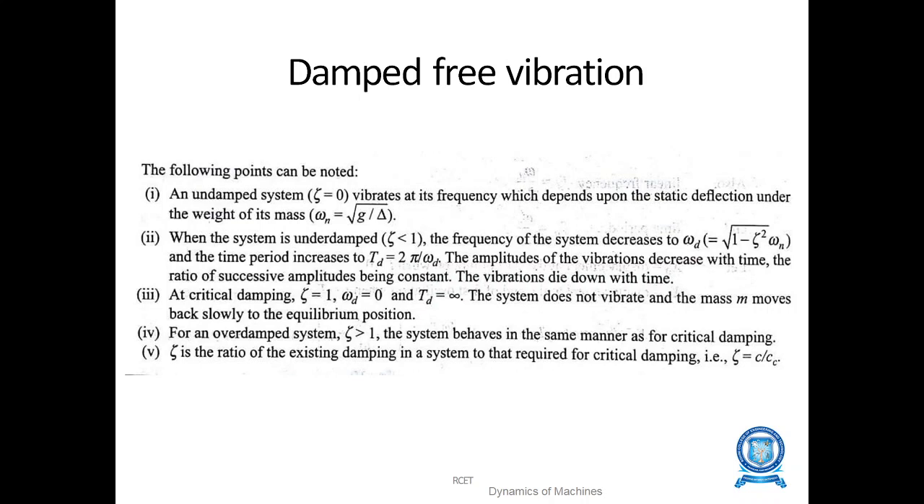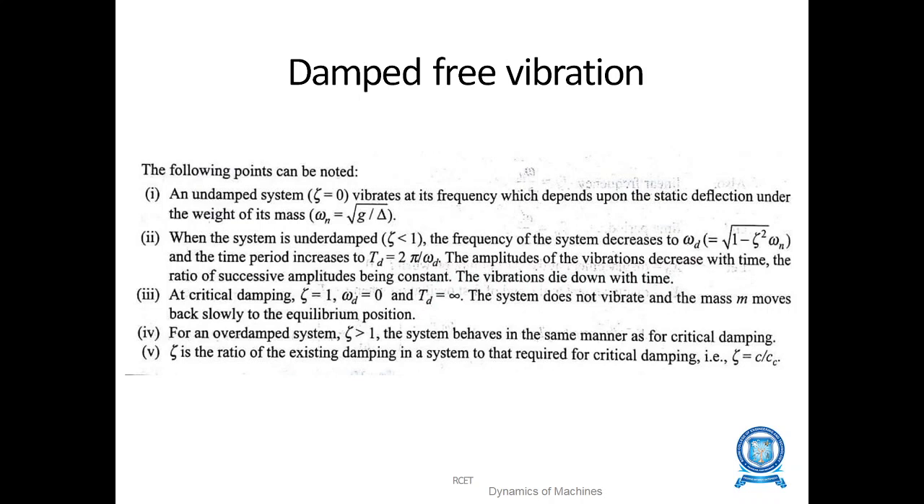When eta is 0, it vibrates at a frequency which depends on the static deflection. The frequency omega n becomes root of g by delta. When the system is underdamped, eta is less than 1, the frequency of the system becomes omega d equal to root of 1 minus eta square into omega n, and the time period is increased to 2 pi by omega d. Similarly, the amplitude decreases with respect to time and the successive amplitudes become constant. The vibration dies with respect to time.